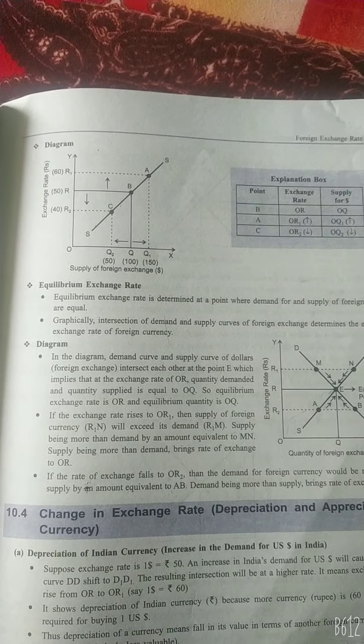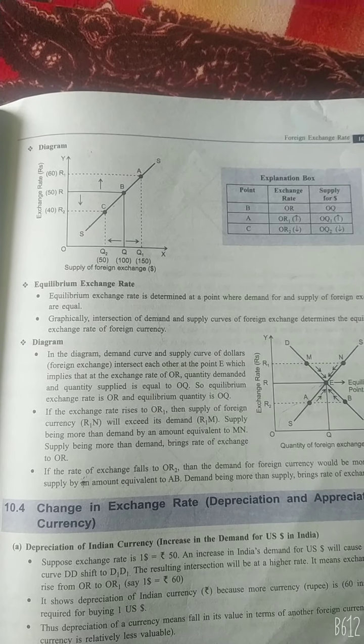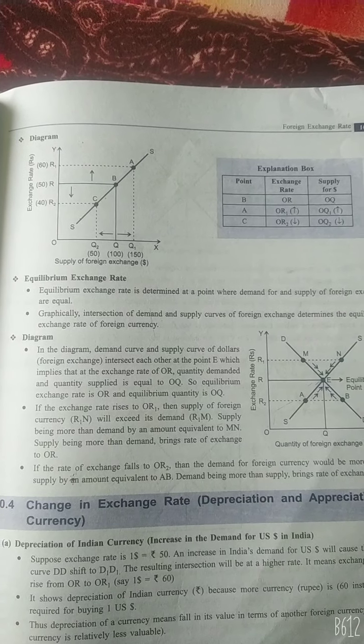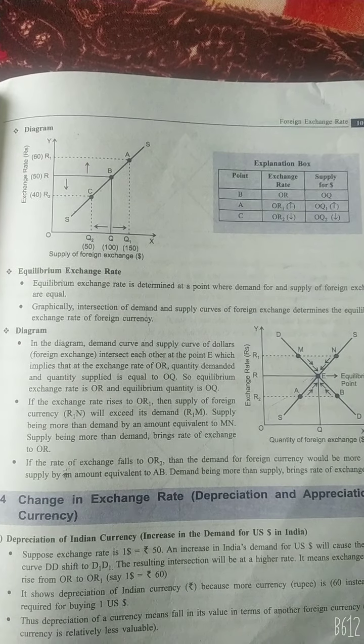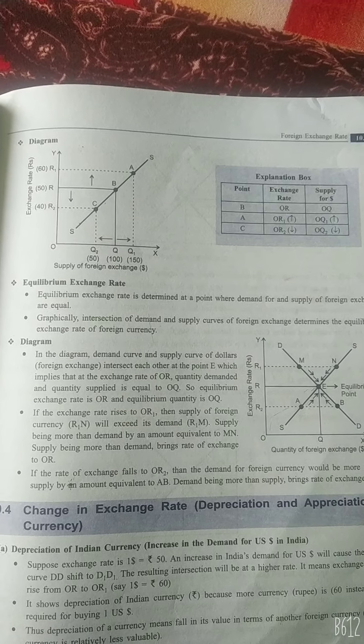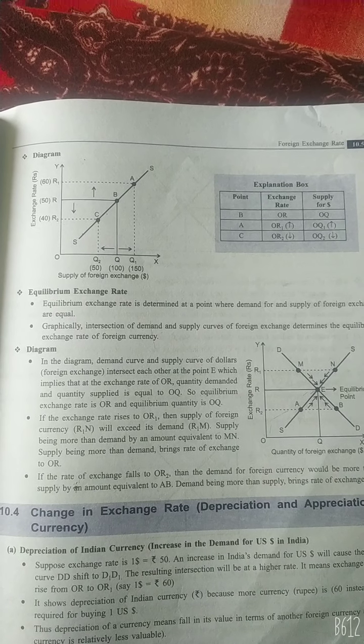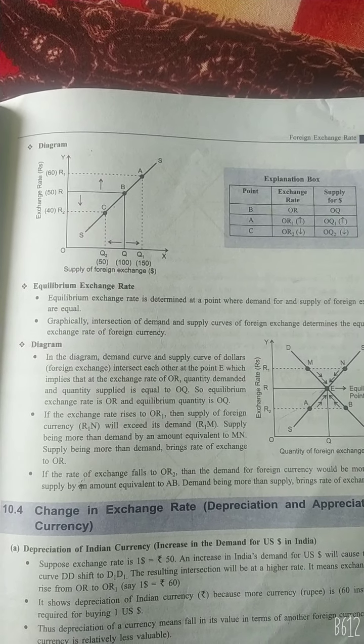Now, the equilibrium exchange rate. What do we mean by equilibrium exchange rate? Well, the equilibrium exchange rate is determined at the point where demand for and supply of foreign exchange are equal. Graphically, the intersection of the demand and supply curves of foreign exchange determines the equilibrium exchange rate of the foreign currency.